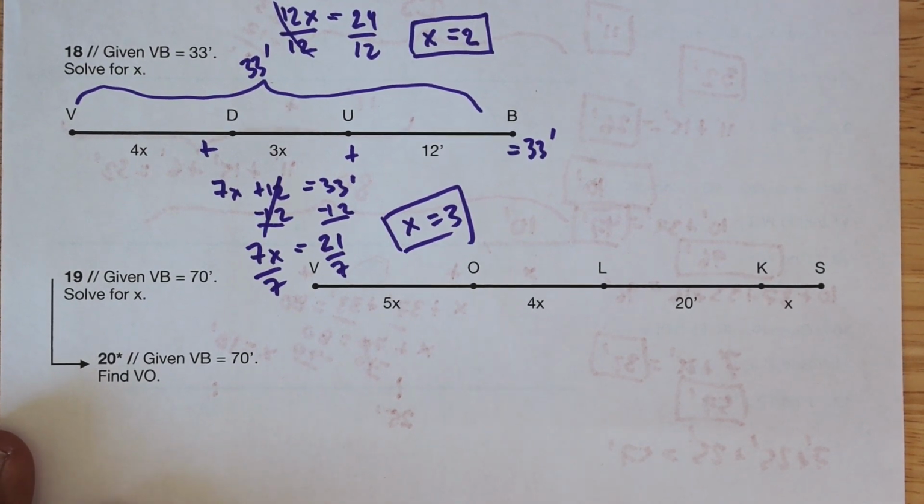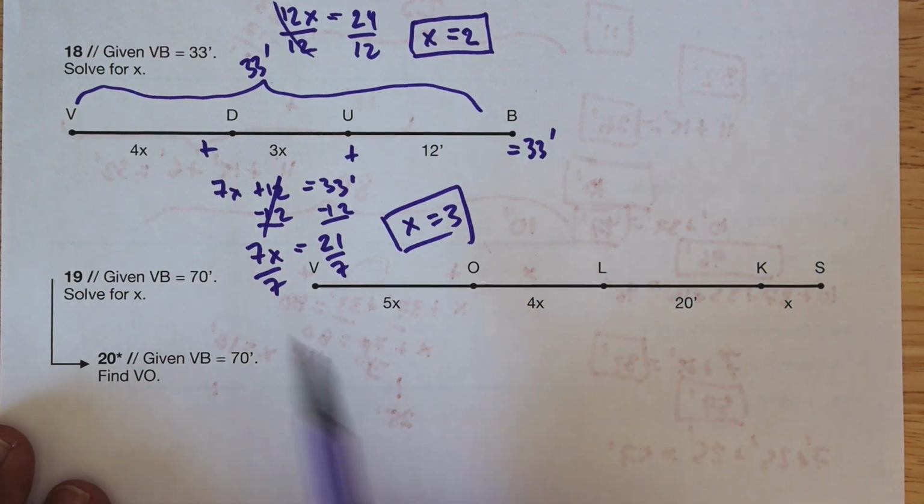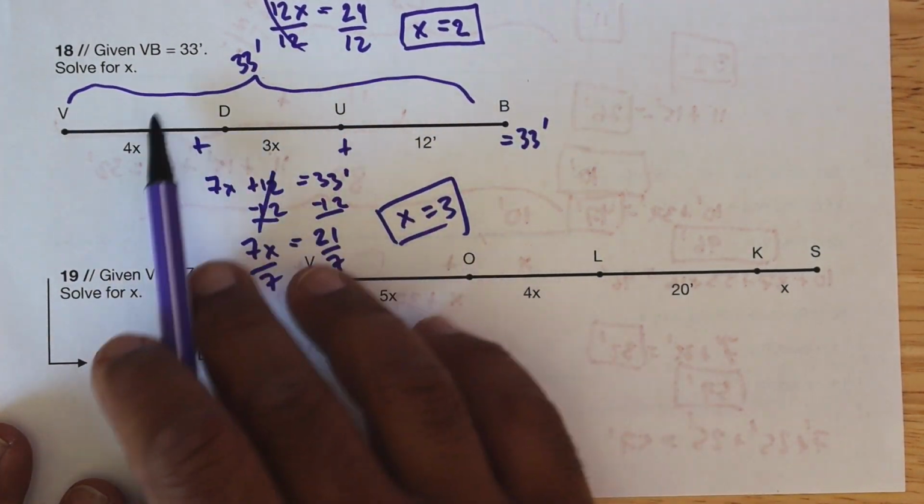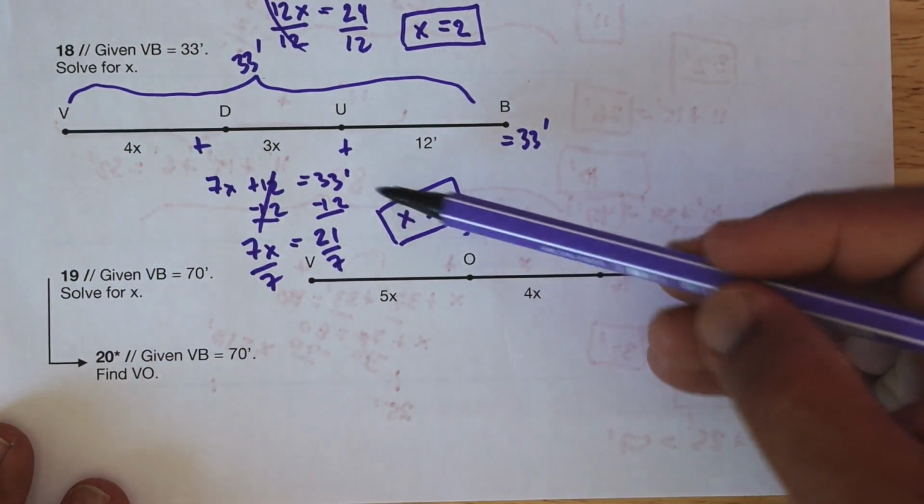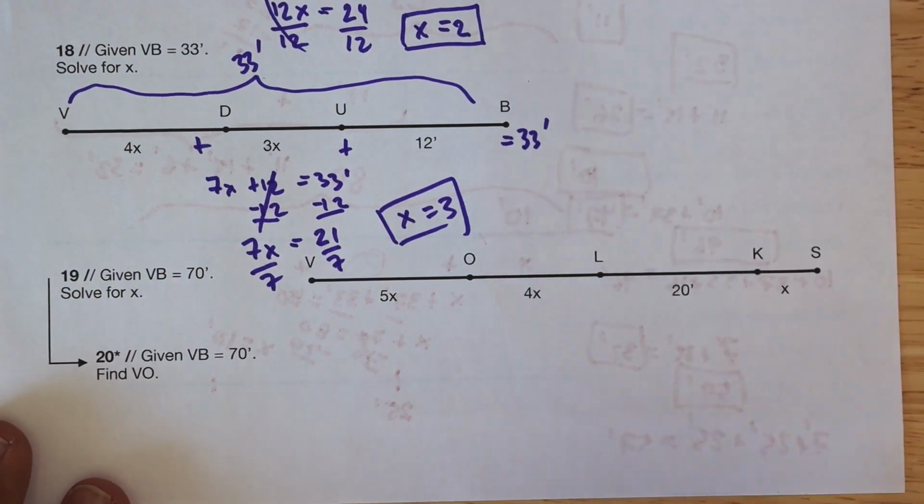Just 2 more and we're done. So if you notice, we're basically setting up an algebra equation of what we can see geometrically and then using algebra to solve so we can figure out what that part is.